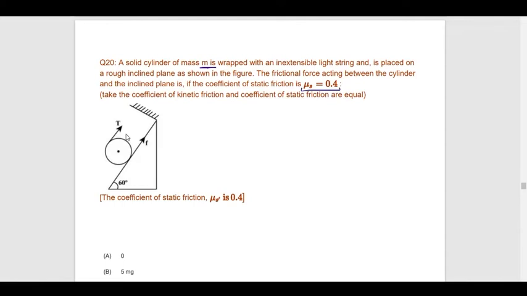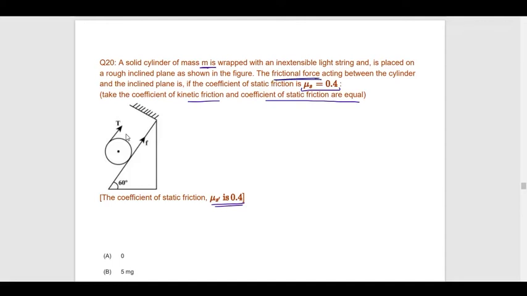take the coefficient of kinetic friction and coefficient of static friction equal to each other, and the coefficient of static friction is given as again 0.4. So basically the question is asking us what will be the value of frictional force acting on the cylinder.